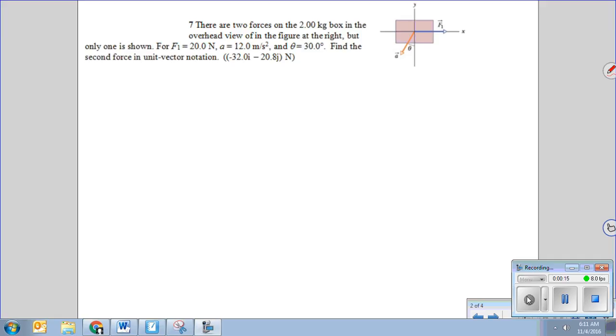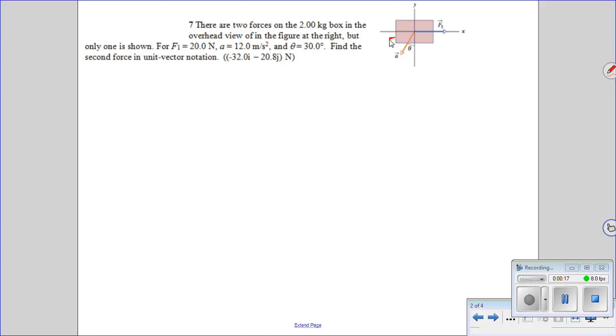So we've got this little box over here. It's a 2-kilogram box. And this is an overhead view, so we're looking down from the ceiling on this thing, okay? It says that there are 2 forces on it, but we only know one force. We know F1 is 20 newtons, but then there's this other mystery force, and we don't know what direction it points in or anything. So just write yourself a little note. There's some mystery force, and we don't know what it is.